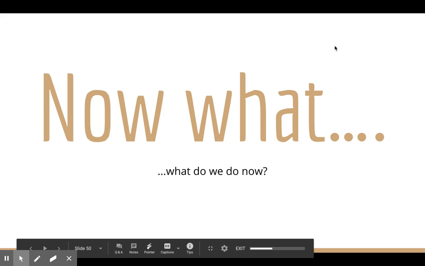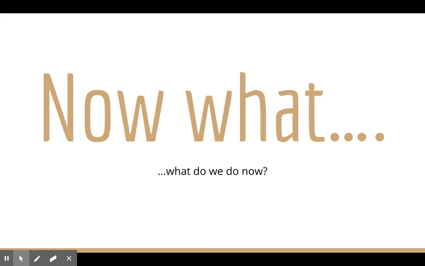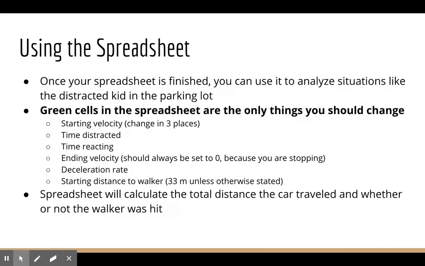Okay, now that you have your spreadsheet fully programmed, there are a couple things that you are going to need to do with it. The first thing is we are going to use these spreadsheets to analyze different situations, similar to the distracted student who was in the parking lot. The biggest thing to remember is that you are only going to change the green cells in the spreadsheet. You do not need to change the yellow or any of the red. You don't want to touch those, just the green cells.